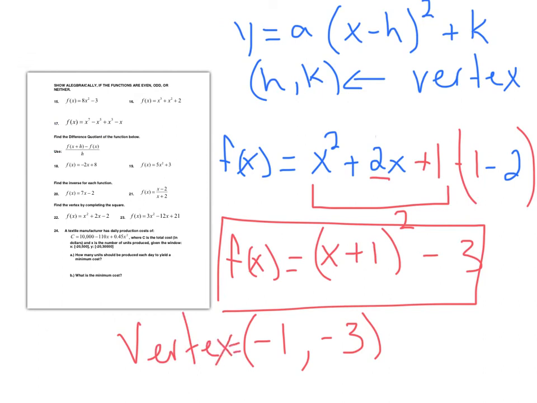Okay, now you might ask, why is it negative 1? Because we have x plus 1, and the formula is x minus h. So we want the opposite of what's in there. So negative 1, negative 3 is the vertex.